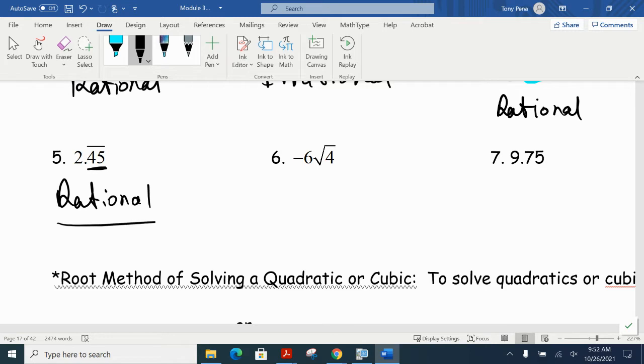Okay. All right. Number 6, if these can be simplified, we want to simplify them. So this is really a negative 6 times a 2. The root 4 is a perfect square. That negative 12, that then is nice. So definitely a rational number.